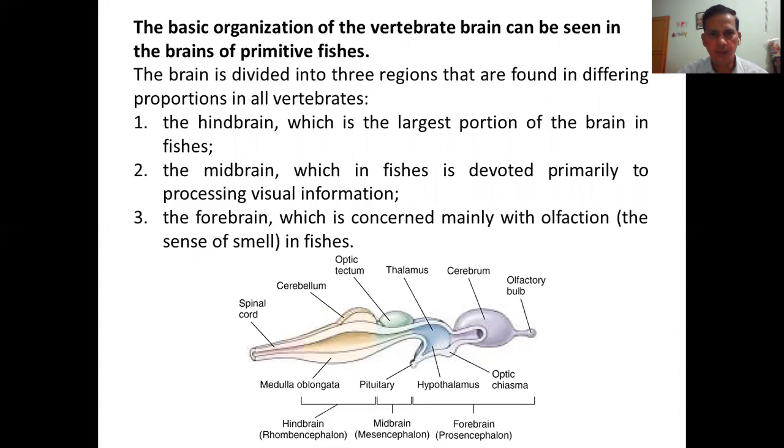midbrain, which is devoted primarily to visual information. Here we have the different parts, the major one being the optic tectum. The forebrain is mainly concerned with olfaction. Here you can see the forebrain part. The main part here is the olfactory bulb, which is part of the cerebrum. So this is a basic organization of the brain in the primitive fishes.